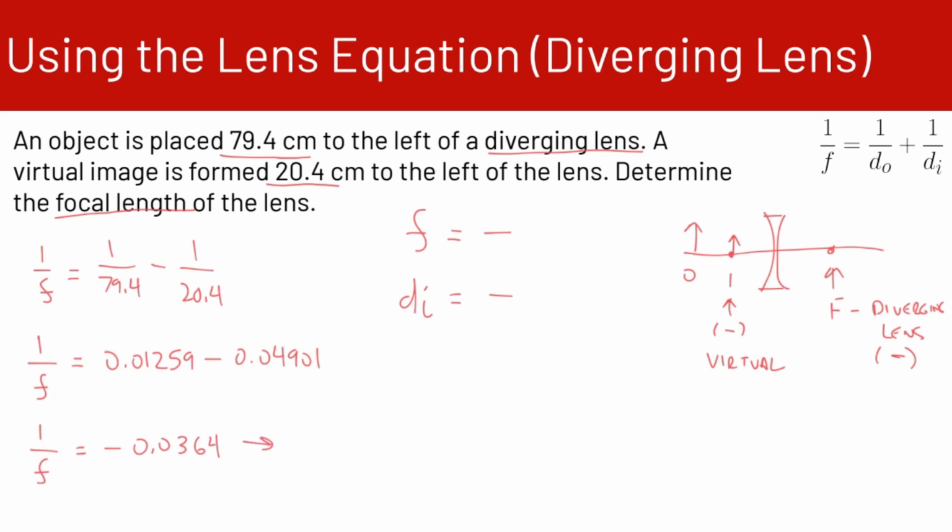So then f is equal to minus 1 over 0.0364, which means that f is equal to minus 27.5 centimeters. So the focal length over here is at a distance of 27.5 centimeters.